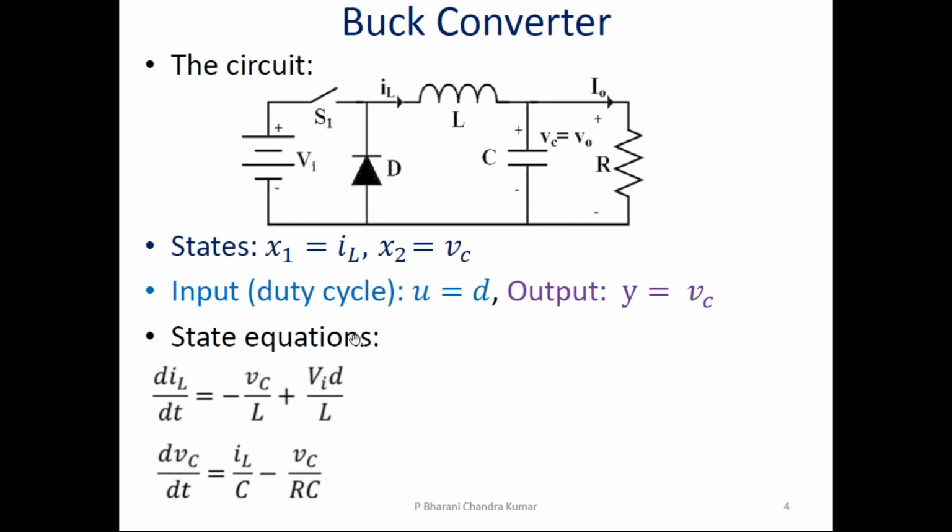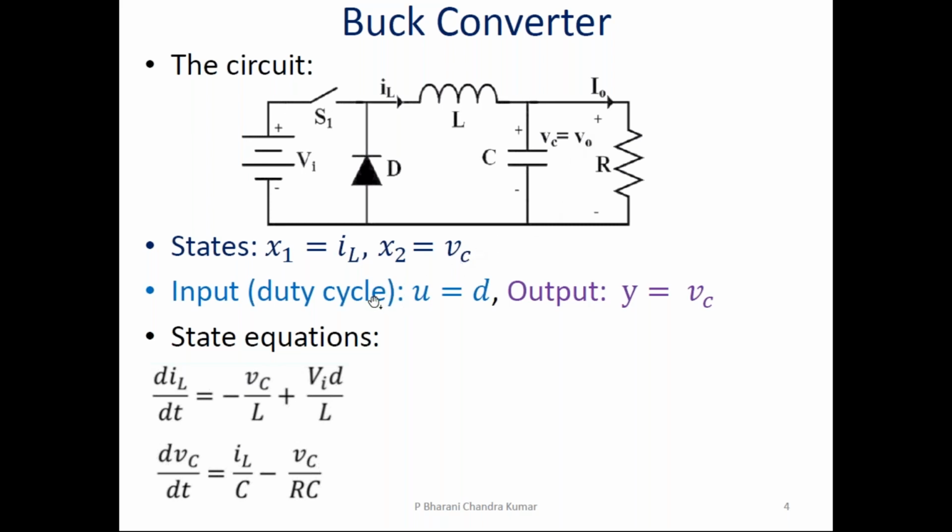So in general, for electrical circuits, the order of the system is completely based upon the number of storing elements. So there are two storing elements here, the inductor and the capacitor, and hence you will have a second order equation. So the two states we are going to consider for this particular buck converter are IL, the current through the inductor, and X2, the voltage across the capacitor, and this is the same as the output voltage as well. So VC equal to V naught.